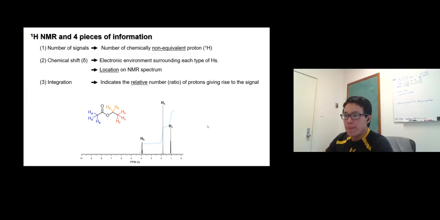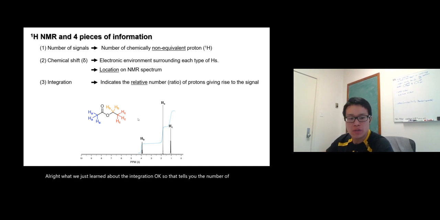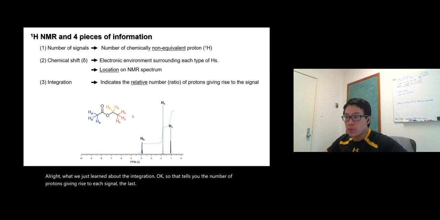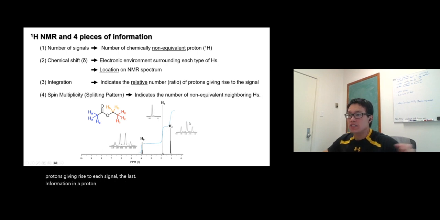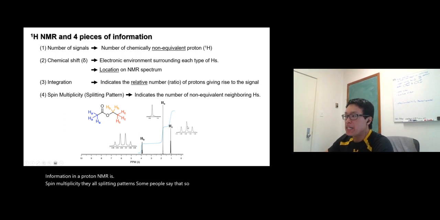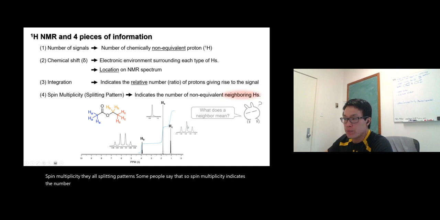All right, what we just learned about the integration tells you the number of protons giving rise to each signal. The last information in the proton NMR is spin multiplicity, or splitting patterns, as some people say. So spin multiplicity indicates the number of non-equivalent neighboring protons.